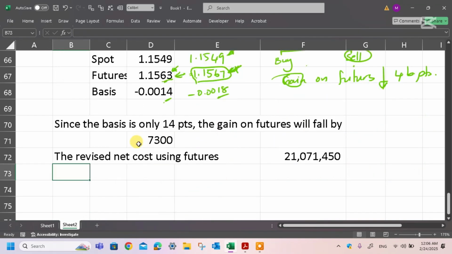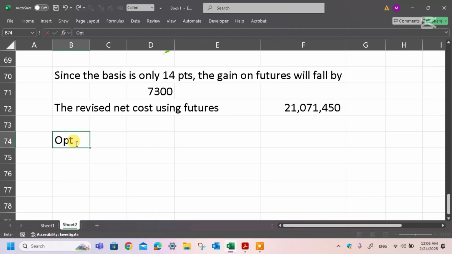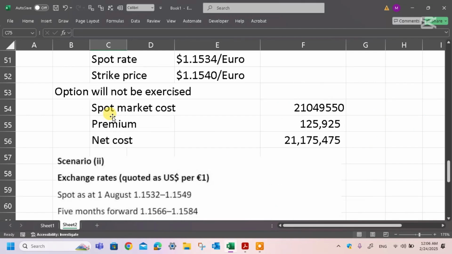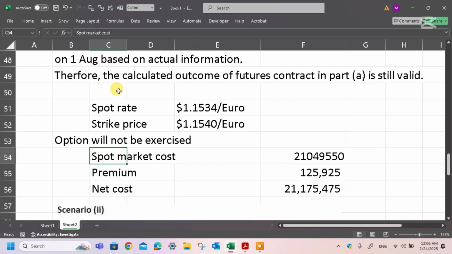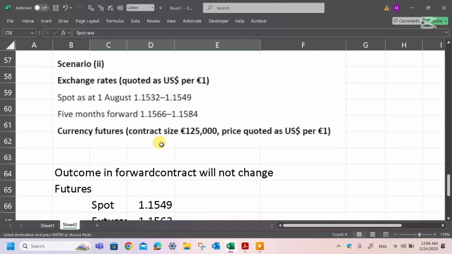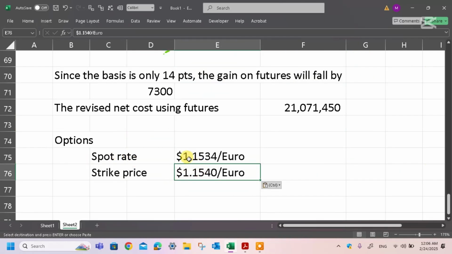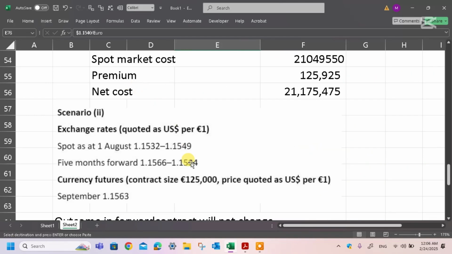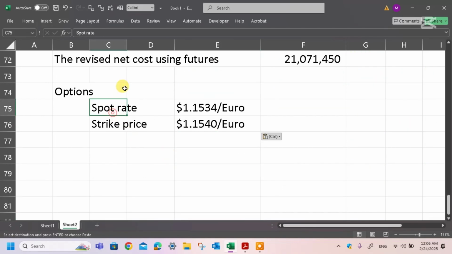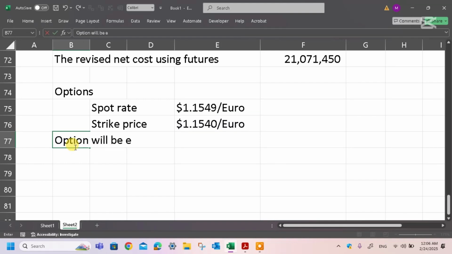Then that's about futures. Options, how do we do? You take the spot rate and futures, compare it. See what we did here, spot market and strike price. Spot rate, strike price is the same. Spot rate now is 1549. Which is better? Strike price is better. Paying this cost is better than that. So option will be exercised.